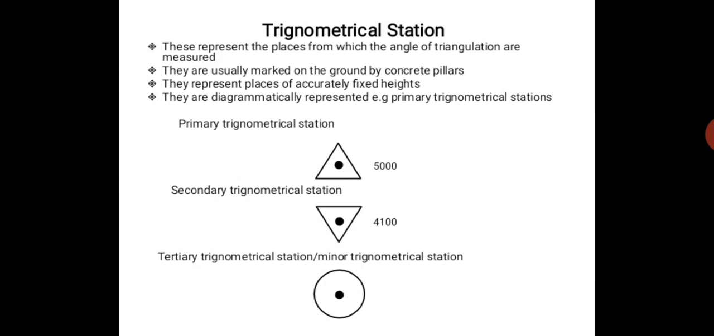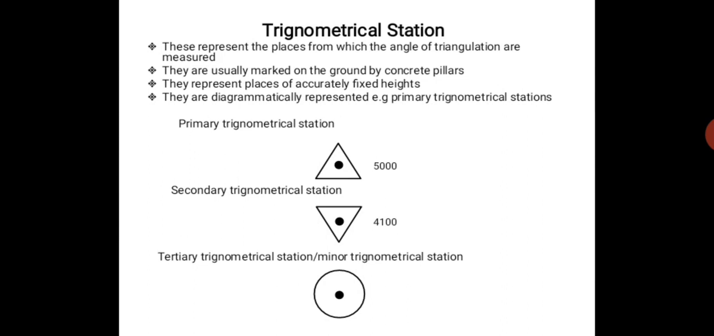You see it on the map there. Secondary trigonometrical station. You see that triangle faced down with a thick dot inside, with probably a number 4100 written at the side of it. That is a secondary trigonometrical station. You see it on your map sheets when you are given. These features I'm telling you are represented on the map sheets.